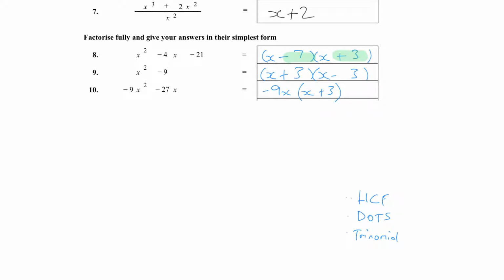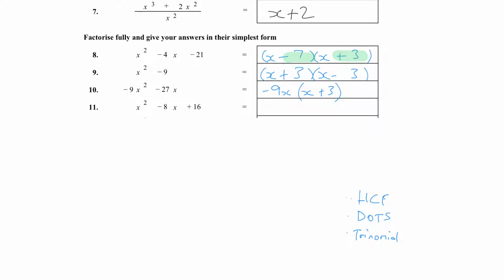Some of you might ask, what happens if you took positive 9x out? That would be fine. In your brackets, you'd have minus x minus 3. Generally, however, you take out the negative, so you're left with a positive x in the bracket. Either way is going to get you the marks. Either way is correct, because we don't know what we're using this for at the moment.